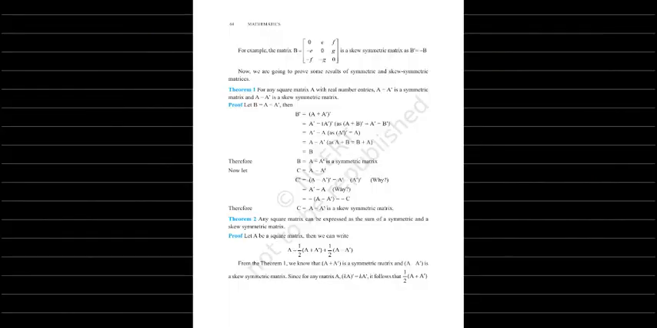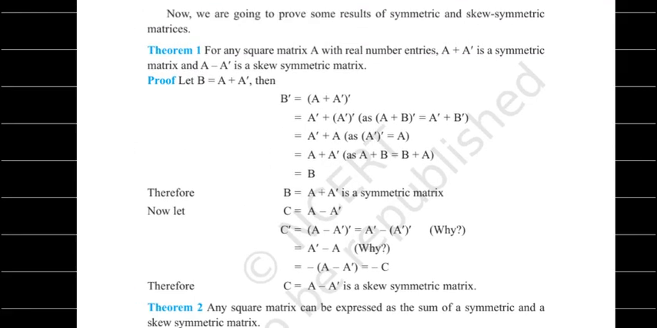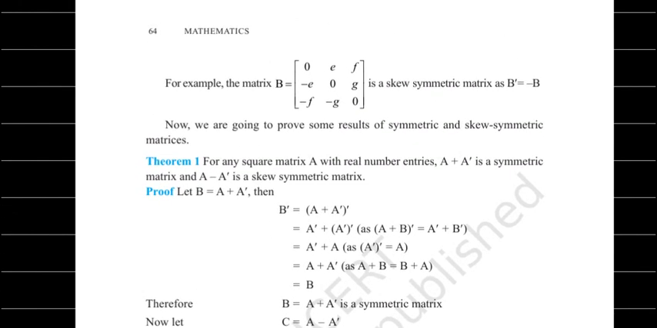Or also you can see, they have given one theorem. We will solve that theorem. For example, the matrix B shown here is a skew symmetric matrix where B dash is equal to minus of B, like we have seen A dash is equal to minus of A. Now we are going to prove some results of symmetric and skew symmetric matrices.